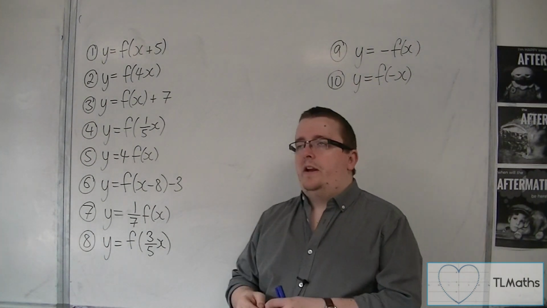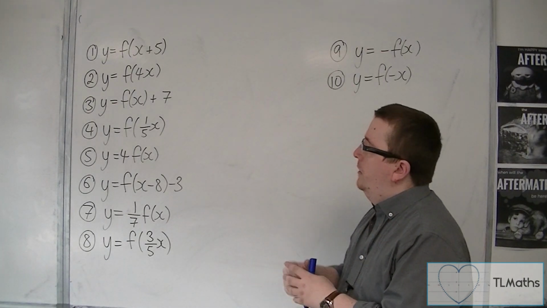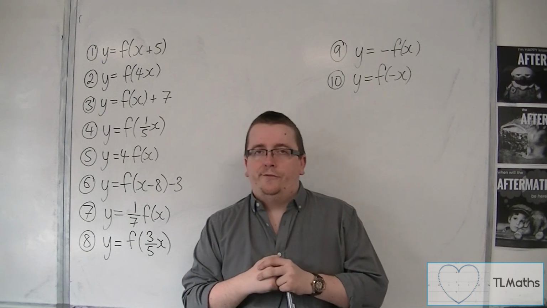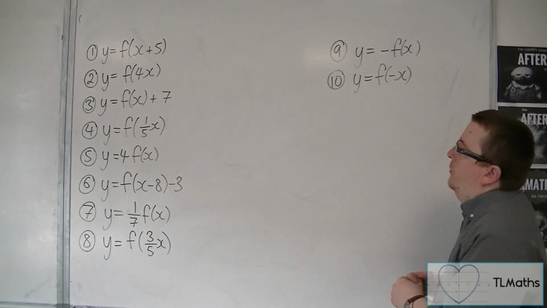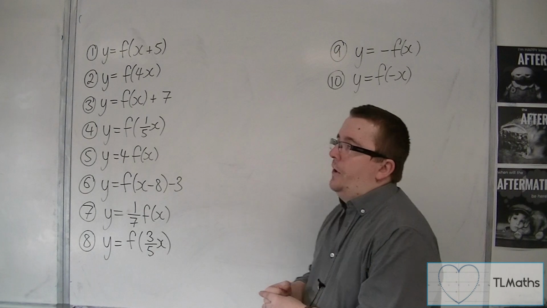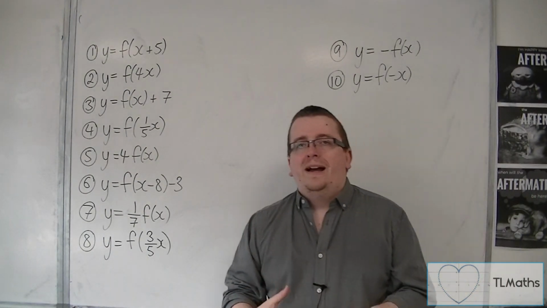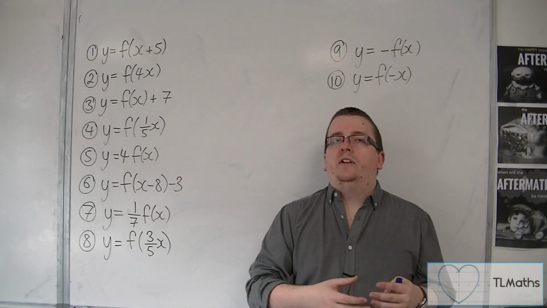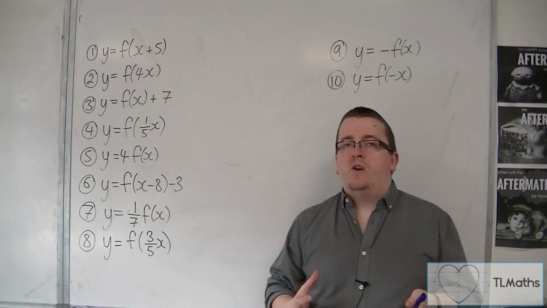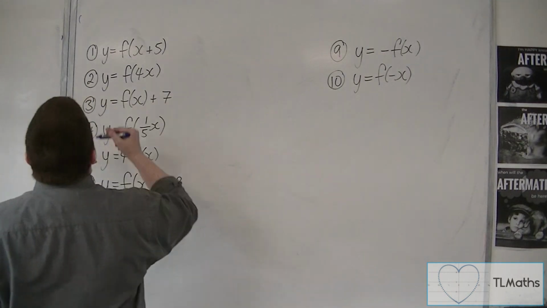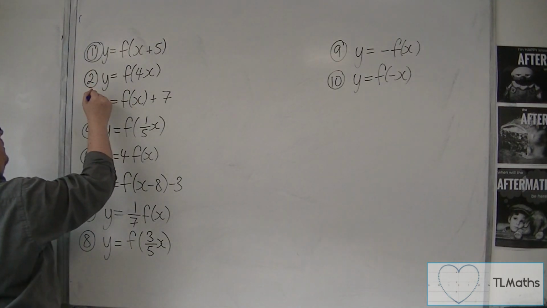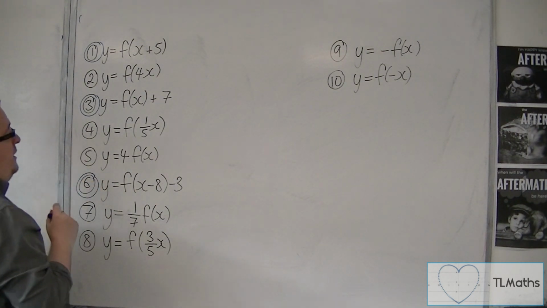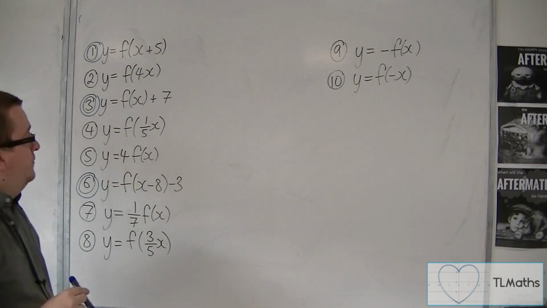Well, actually, rather than going through them one by one all the way up to 10, let's first of all identify the translations. So translations involve a plus or a minus, so a plus a number or a minus a number inside or outside of a bracket. And so numbers 1, 3, and 6, these are all translations.